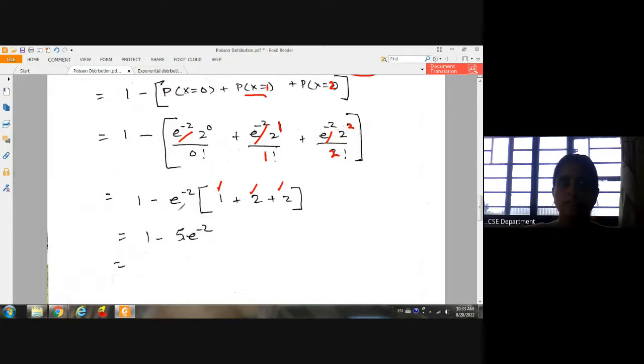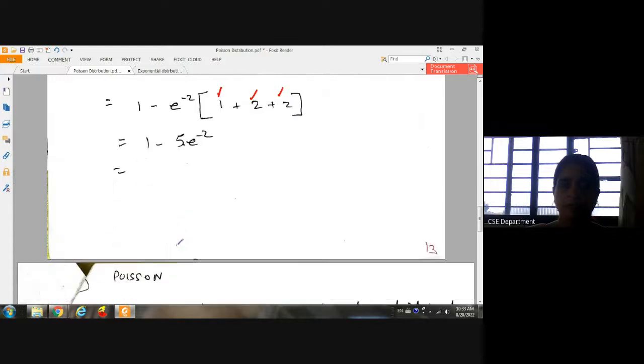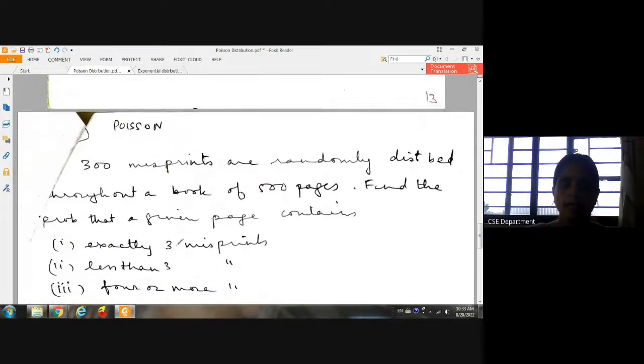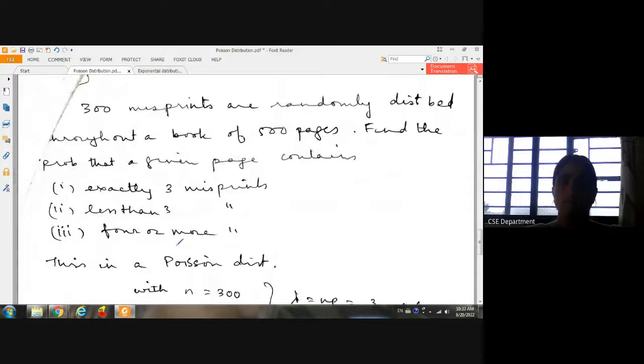You can leave it like this for the internals. We will give full marks. For the VTU exam, please use your calculator and find this value. Okay. Next, some more practice with Poisson.